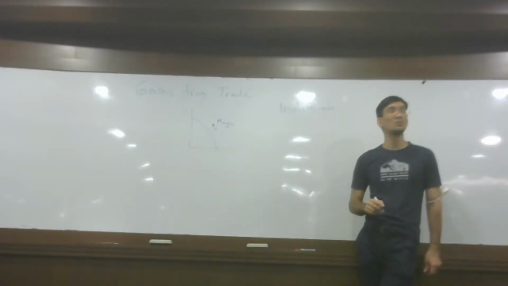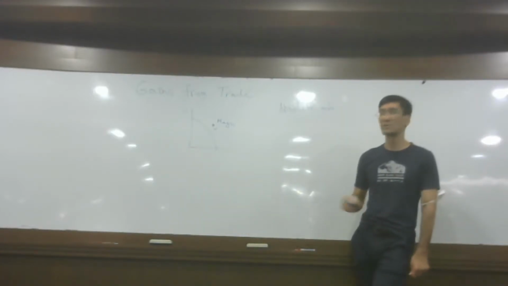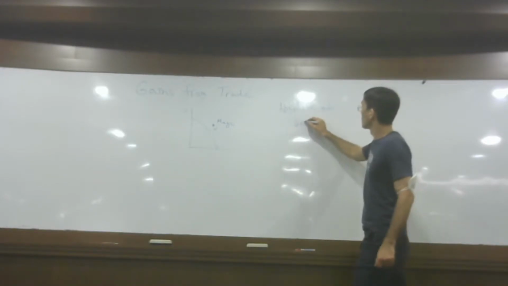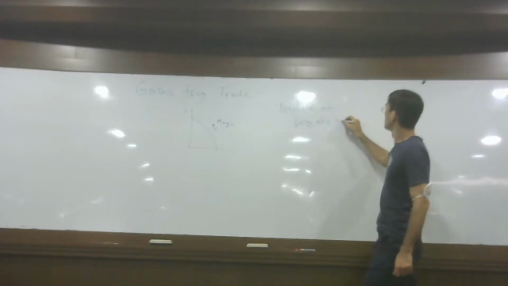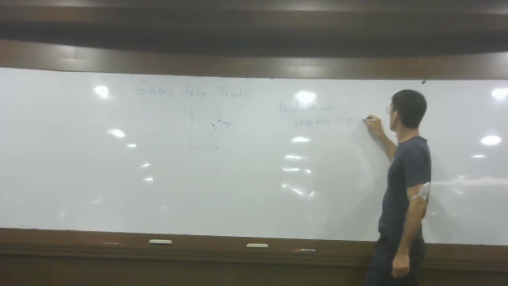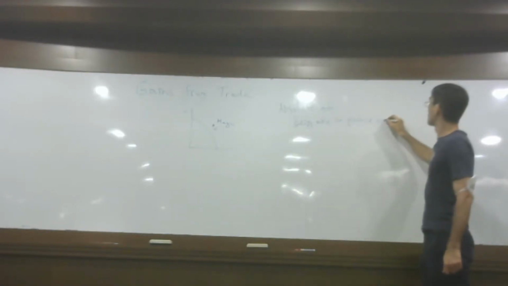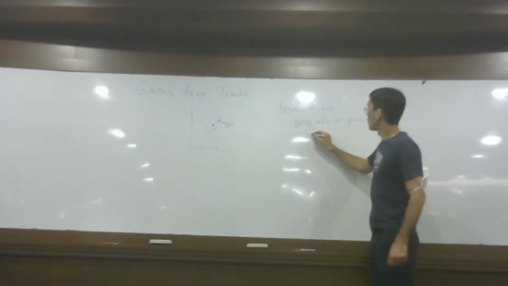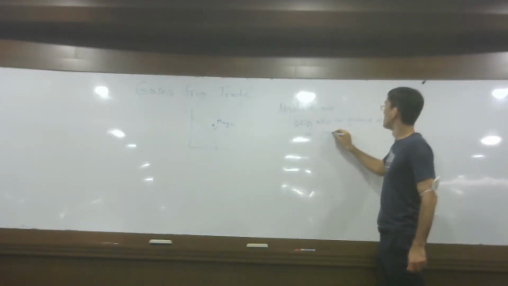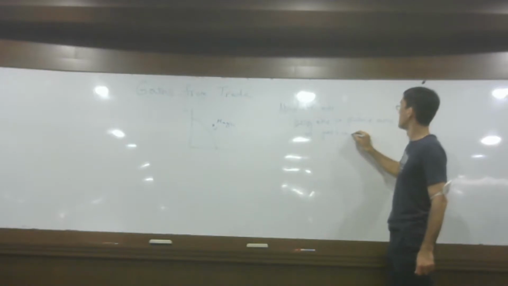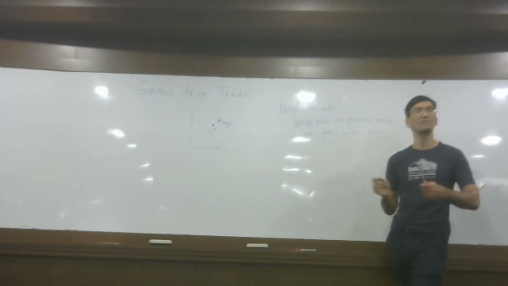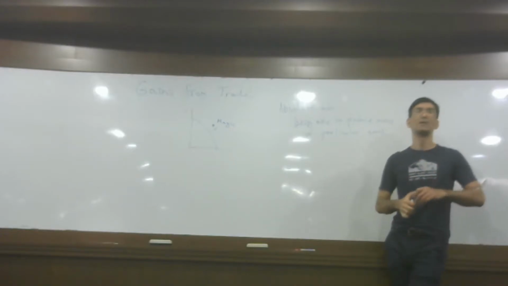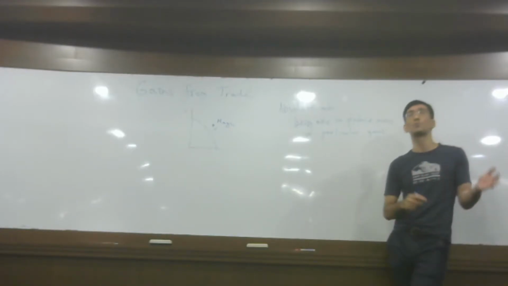One is absolute advantage. Okay, absolute advantage. Being able to produce more of a particular good or service. Okay, so if you can't read on the board, I try to read it out. Absolute advantage is simply being able to produce more.